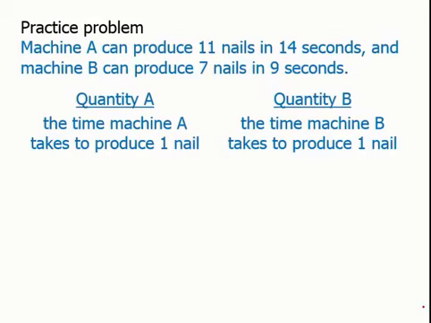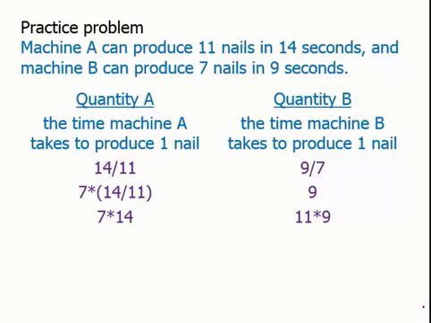Here's another practice problem. Pause the video and then we'll talk about this. Okay, so machine A can produce 11 nails in 14 seconds. And so each single nail is produced in 14 elevenths of a second. And similarly, for B, each nail is produced in 9/7 of a second. So these are the two fractions we're comparing. Not very nice fractions. Well, notice that I could multiply both sides by 7. Now I could multiply both sides by 11. And essentially what I've done here is I've cross-multiplied.